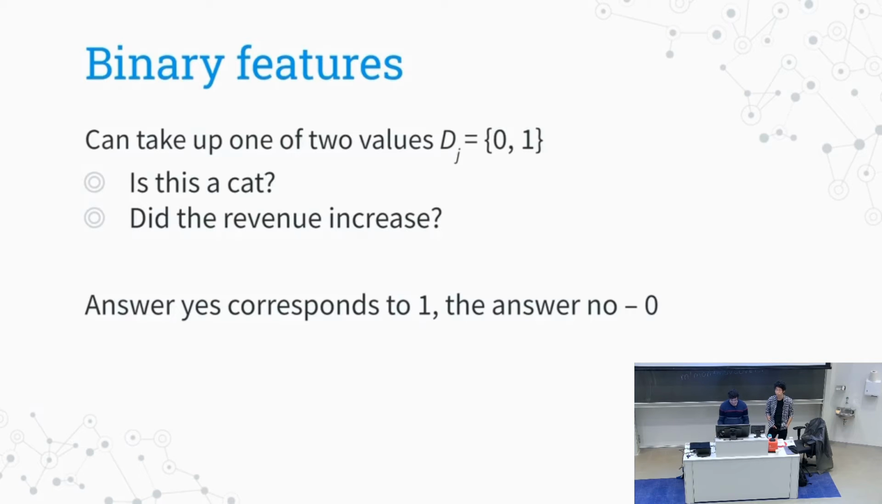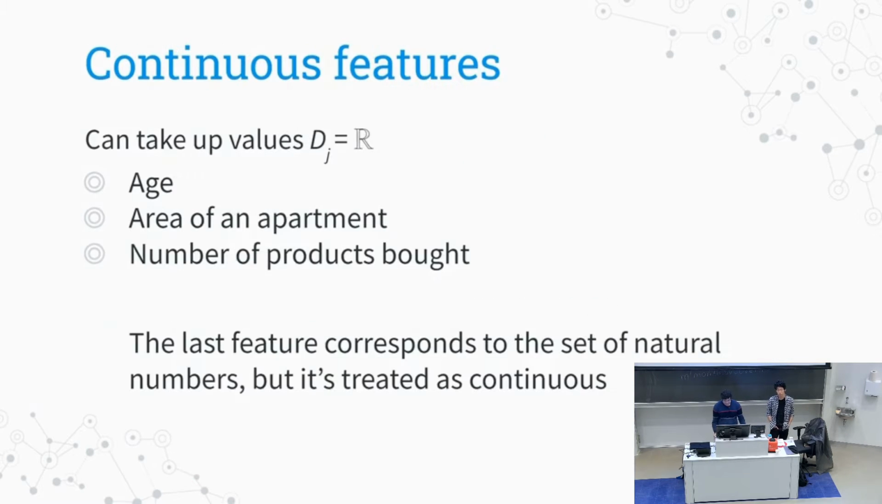Some examples are, is this a cat? Or did the revenue increase? This can either be true or false. Typically, 1 would be true and 0 would be false. Next, we have continuous data. It can take up any real number. These can be measured on an infinite scale, and there can be infinite numbers in between the two numbers. And examples are age and the area of the apartment. We also have some examples like the number of products bought, which are strictly natural numbers. However, we will still treat these examples as continuous data.